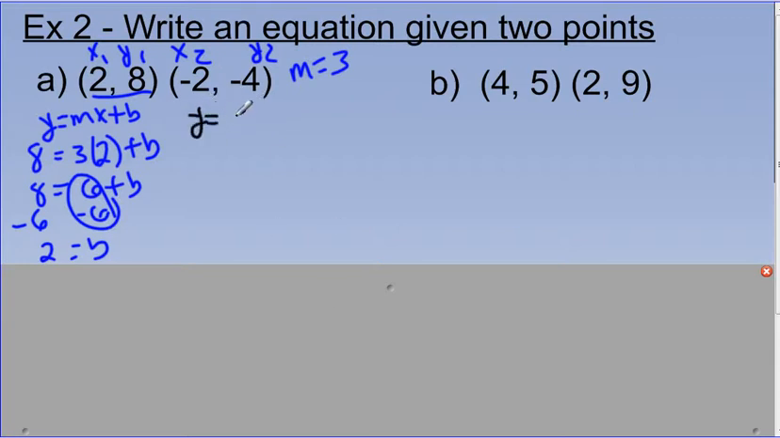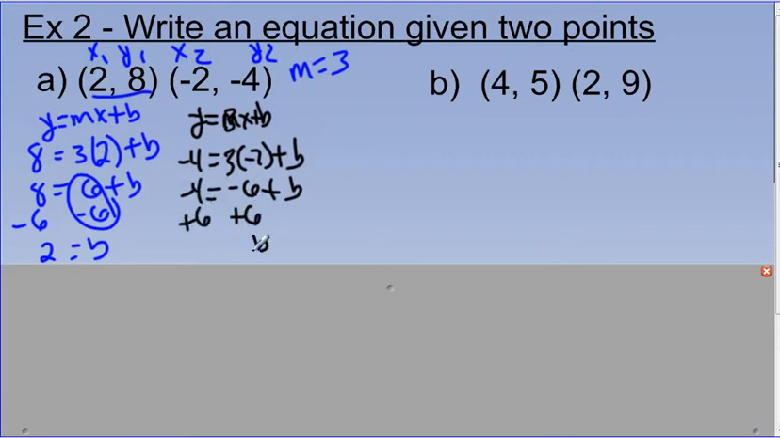So y equals mx plus b, and then negative 4 equals 3 times negative 2 plus b. This is a negative 6 plus b equals negative 4. Add 6 to both sides. b equals, that gives us 2. So you see we got the same y-intercept. It's just a slightly different way. So I don't care which way you do it. Do the one that works for you. I'm sticking with the blue one.